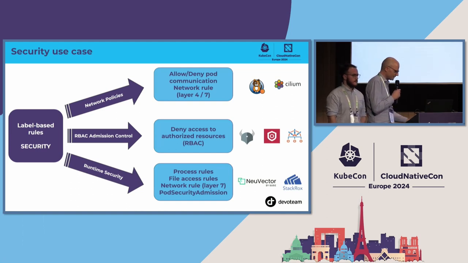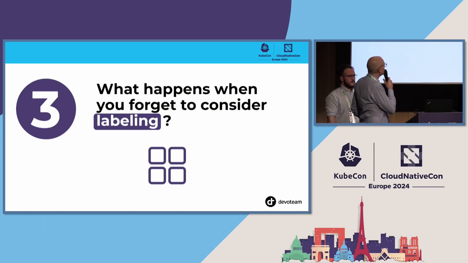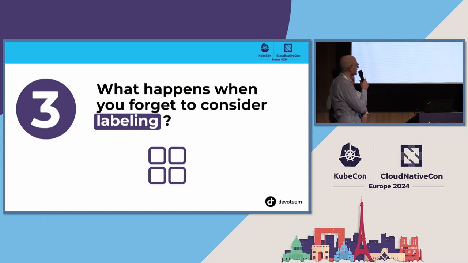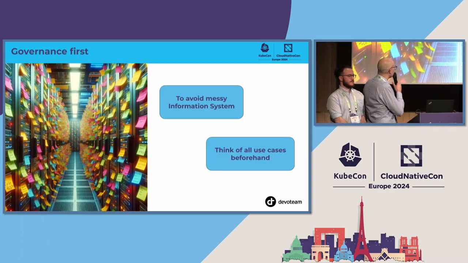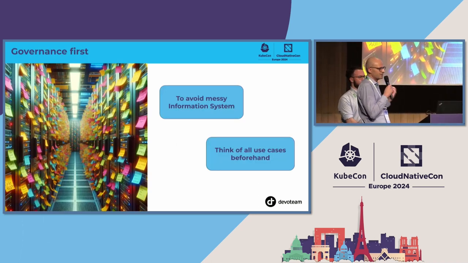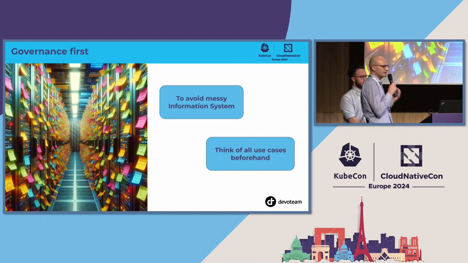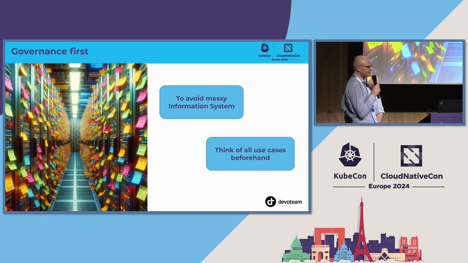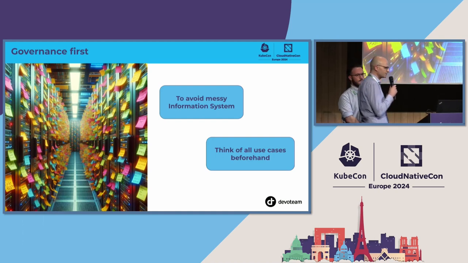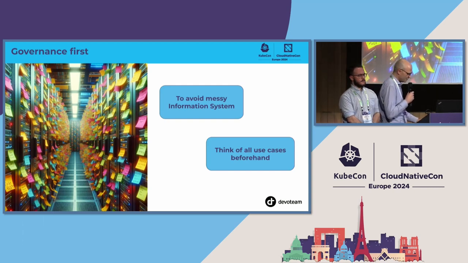It's a very important issue. So now, what happens when we forget to consider labeling? If you deploy an application without thinking about labels, you can have this ugly information system. It's not manageable at scale at all. You can use labels for massive treatment, and you have to think about this beforehand. So the message is: label is governance first. And you have to think about how you have governance about labels. This is the message.